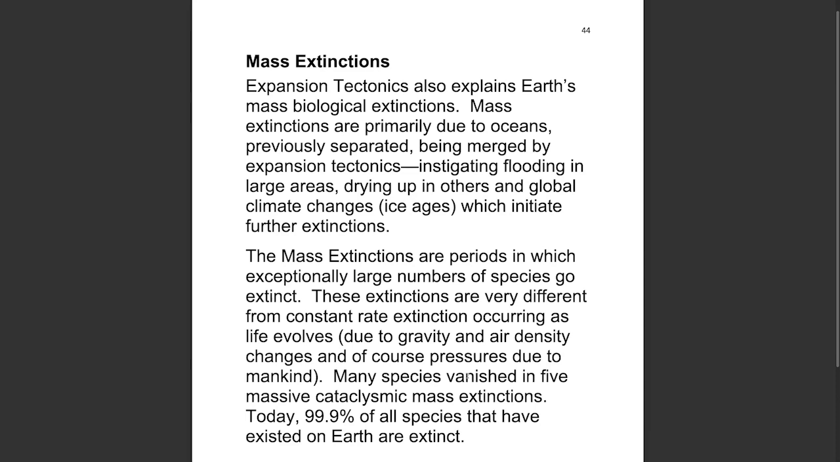These extinctions are very different from constant rate extinction that occurs as life continues to change due to pressures. So like the dinosaurs getting smaller and smaller, adjusting to gravity and air density changes and things like that. Pressures also due to mankind. Many species vanished in 5 massive cataclysmic mass extinctions. Today, 99% of all species that have existed on the Earth are now extinct.